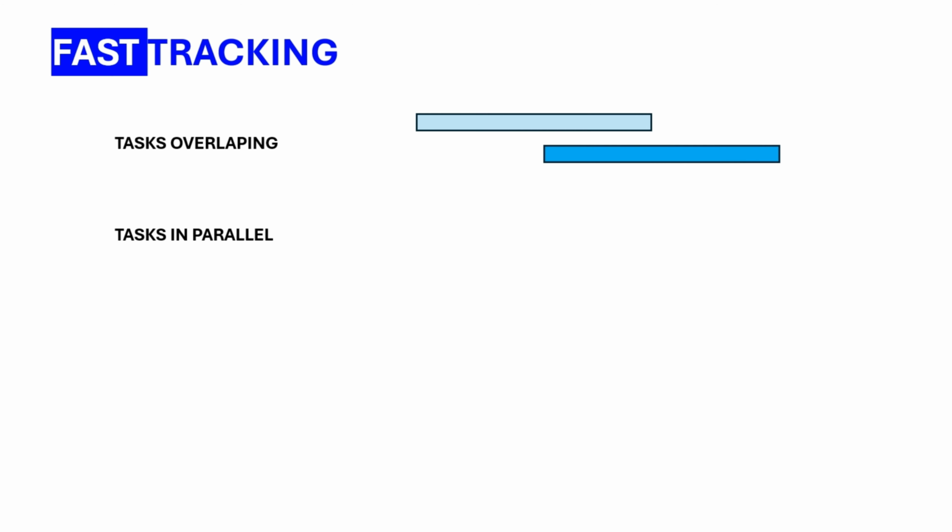The second option for fast tracking is that you have two tasks running in parallel. We can make this kind of visualization for that. Here the assumption is that each of them can start at the same moment and they can finish together, or one of them can finish earlier. That's also another possibility.